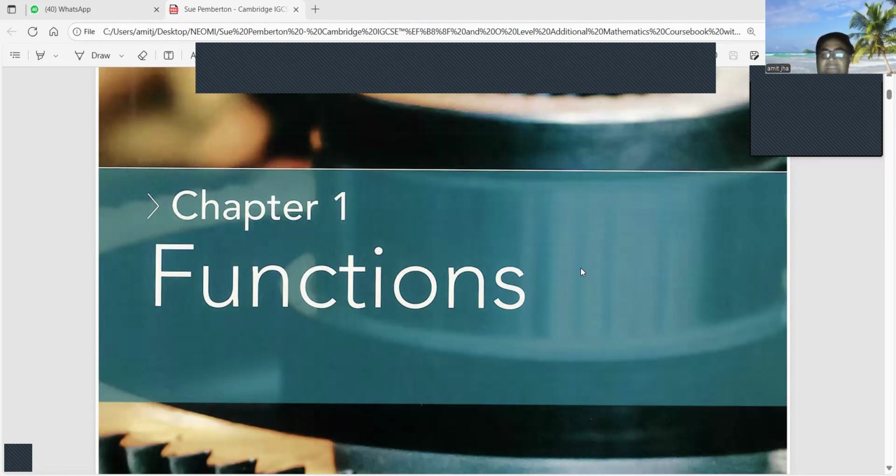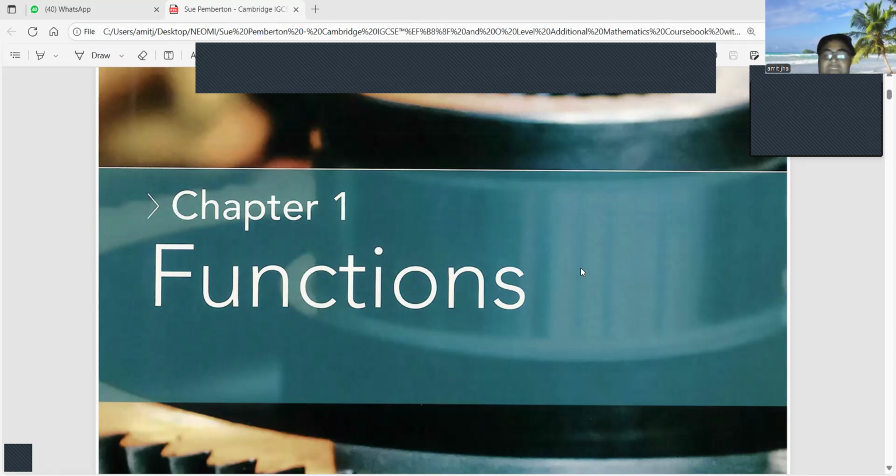A function, in simple layman's terms, is a special machine in which whatever input you put in, you get an output. It's like a Xerox machine. Normally in a Xerox machine, whatever you put in, you get a copy. But this is a totally different kind of machine, where you input something and you get a different output, and that's why we call it a function.